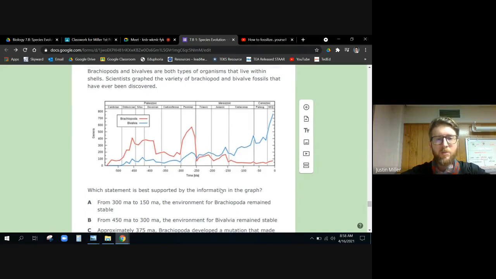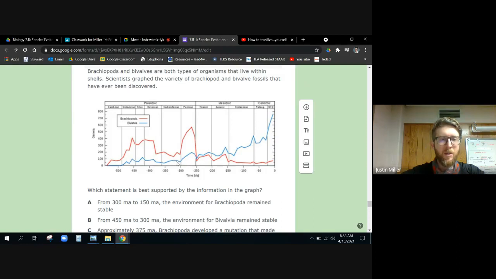Okay. Which statement is best supported by the information in this graph? The blue line is one species. The red line is another species. This blue line species, don't worry about what it is. Just know it's the one that's represented by the blue line. This is 450 million years ago. This is 300 million years ago. This is how many different species there were. The higher it is, the more different kinds of species there were. You can see that there was this many species at 450, this many at 300.